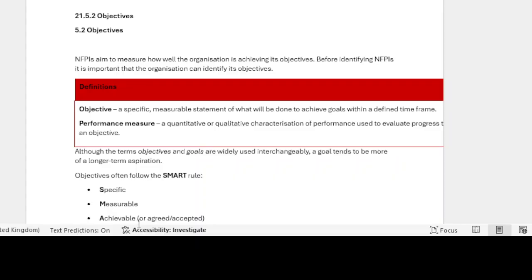So what are the objectives that we are going to consider when we are using the non-financial performance indicators? First of all, with an objective, you're trying to look at something that is specific or measurable that can be done or achieved by the organization. And for the performance measures, here we look at both the qualitative and the quantitative characterization of performance used to evaluate the progress of the projects and the achievement of the objectives that have been set in the organization.